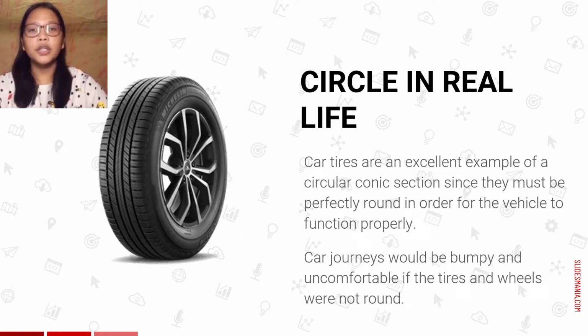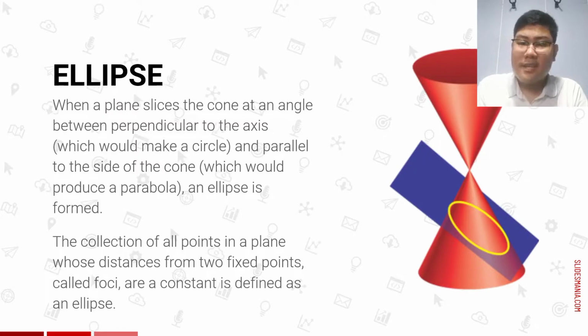The real-life adaptation example would be the car tires. A circular conic section, since they must be perfectly round in order for the car to function properly. The fact that the tires and wheels are shaped like a circle is beneficial and vital because otherwise, automobile journeys would be rough and uncomfortable.